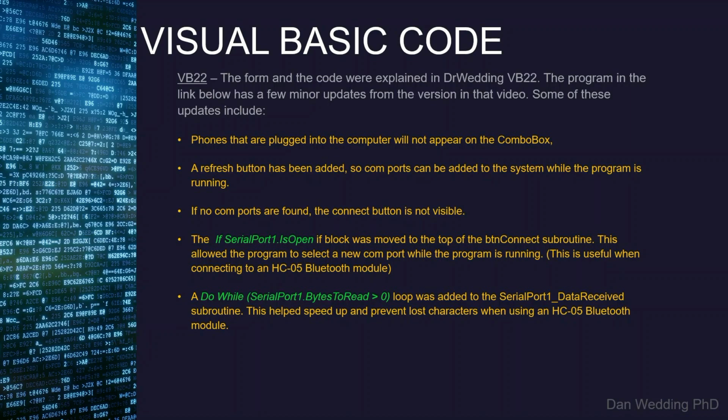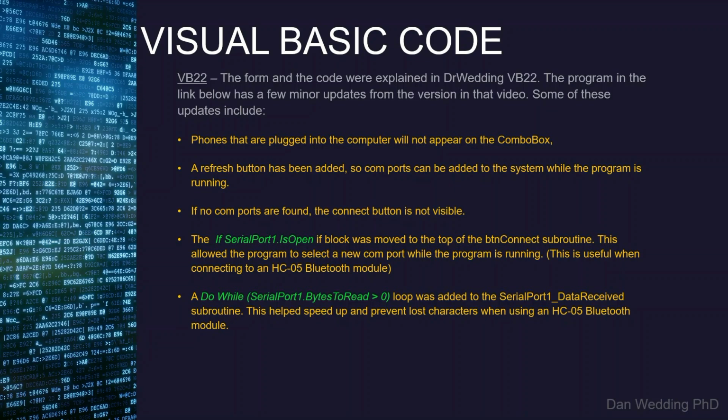Some of these updates include: phones that are plugged into the computer will not appear on the combo box. A refresh button has been added, so COM ports can be added to the system while the program is running. If no COM port is found, the connect button is not visible. The if serial port 1 is open if block was moved to the top of the button connect subroutine. This allowed the program to select a new COM port while the program is running.